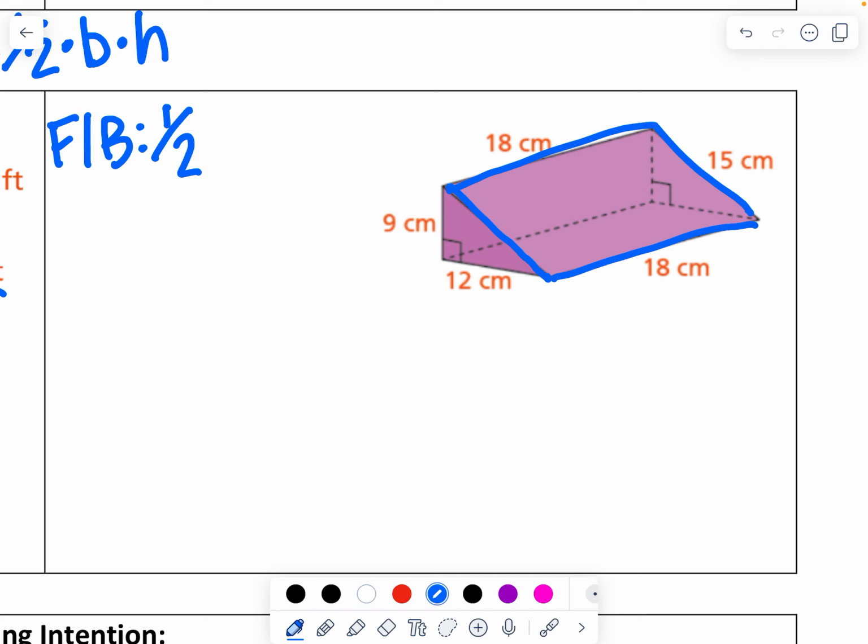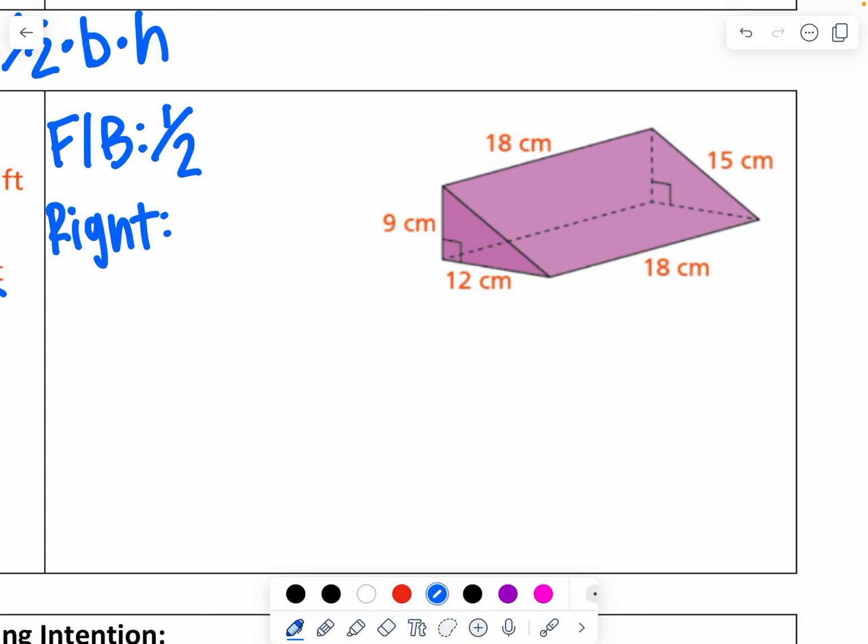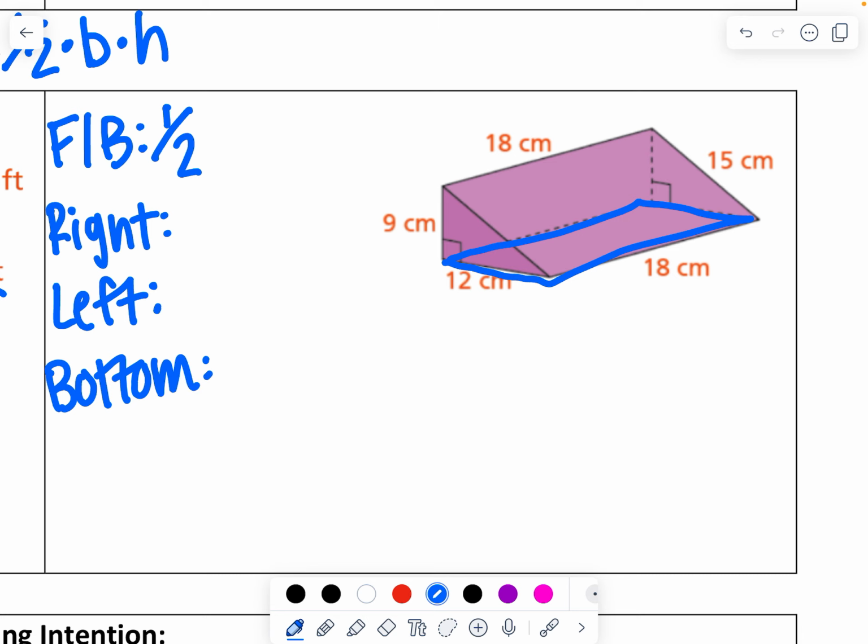Okay, so that means we're going to have right side. I'm just going to label it right. And then we are going to have the left side, which is back here. And you can label these whatever you want, whatever helps you. Okay, so that would be left. And then we have the bottom, which does not have a similar one. We would do bottom. Okay. So let's start with our triangles.